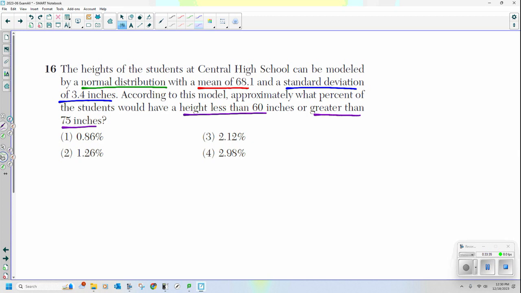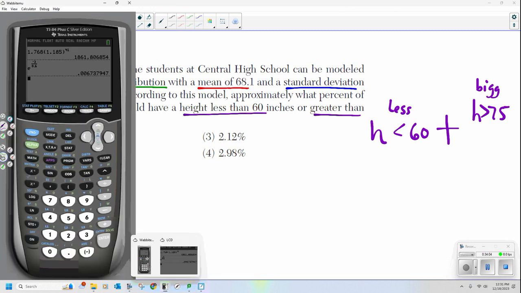Okay, I need to do two separate problems and add them together. I need to find the height where it is less than 60, and I want to find the height which is greater than 75. They want all of those, so I've got to find those separately and add them together. All right. Oh, I love using the calculator for this type of stuff. It is cake. Here we go.